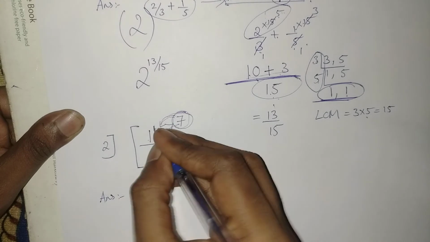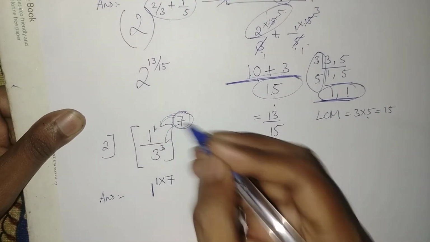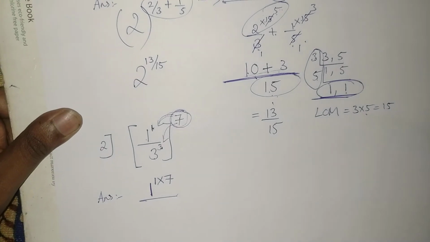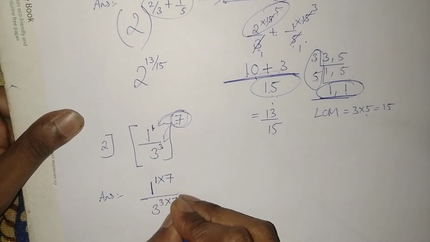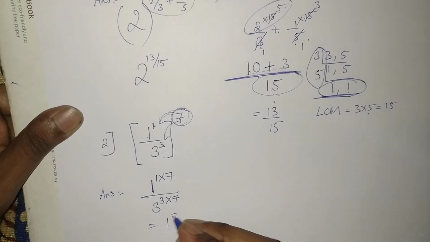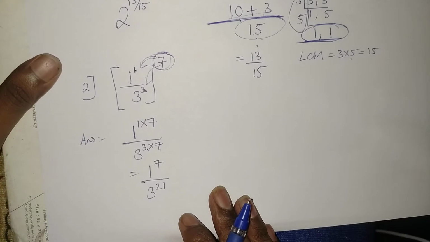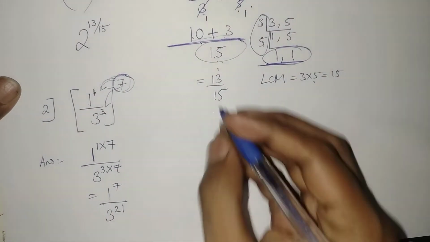So let me write 1 power 1 into 7. This exponent I am multiplying here, as well as 3 power 3 into 7. I am multiplying this exponent also here. So 1 into 7 is 7. 3 into 7 is 21. So the answer is 1 power 7 by 3 power 21.